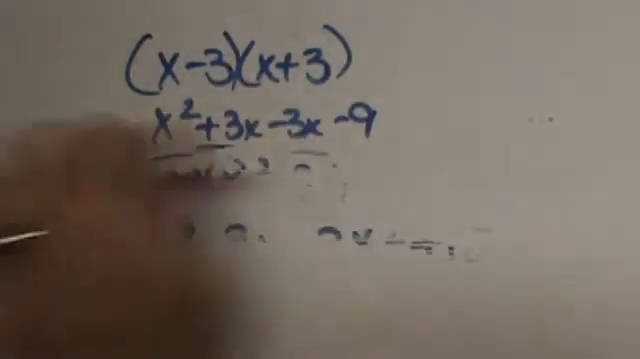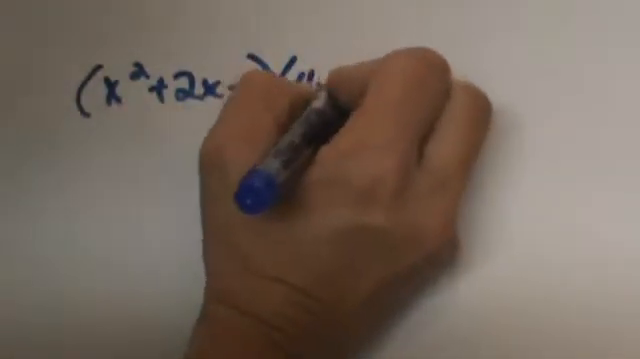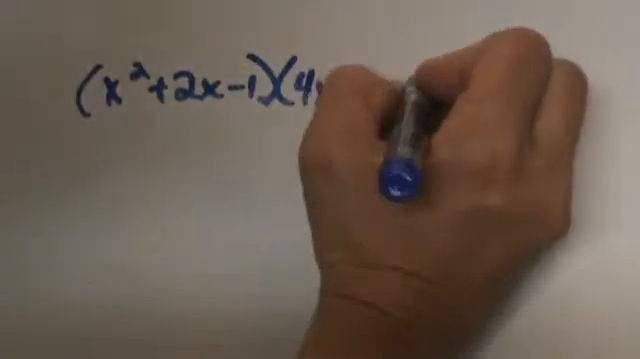Now, number 7, we're going to multiply a trinomial times a trinomial. So let's look at that. We have x squared plus 2x minus 1 times 4x squared plus x minus 5.